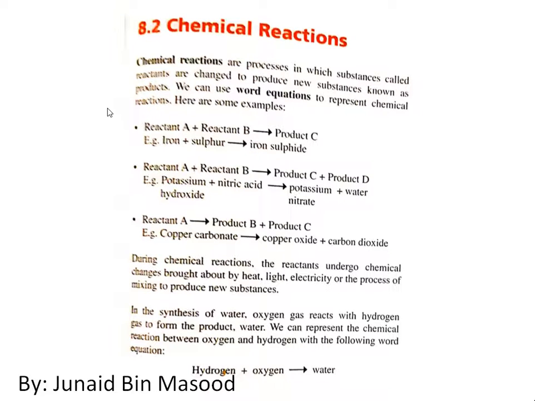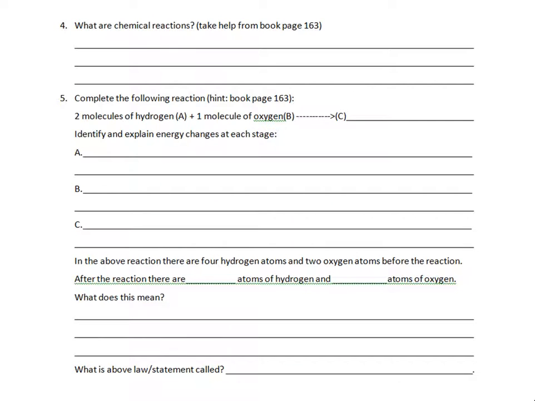Moving ahead, because you must have been hearing a lot, I would now like you to go to your worksheet. If in case you don't have the worksheet, you can always note these questions down in your copy. Just write the question and answer in your copy. So question number 4, what are chemical reactions? You can take help from book page 163. So answer this question. You can pause the video and take your time as much as you want.